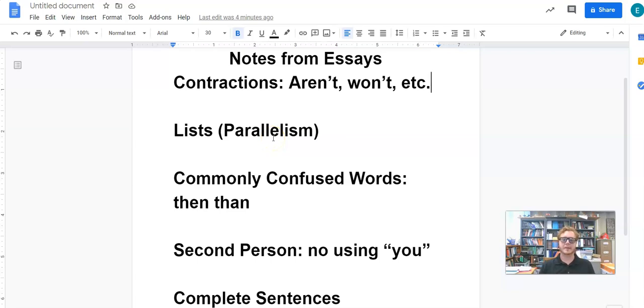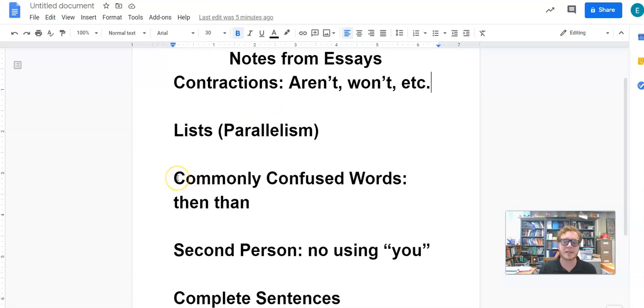Next thing, lists. It's got the word parallelism next to that. You guys are going to be doing a No Red Ink about this one. What that means is that when you've got a list, they all need to be organized the same way. So if you say that you enjoy running, swimming, and to jump, that is wrong. You enjoy running, swimming, and jumping. So if you have any lists, they need to be formatted the same way. So don't say I love to run, to jump, and swimming. You can see the one that doesn't work there. When you have a list, make sure that they're all formatted the same way.